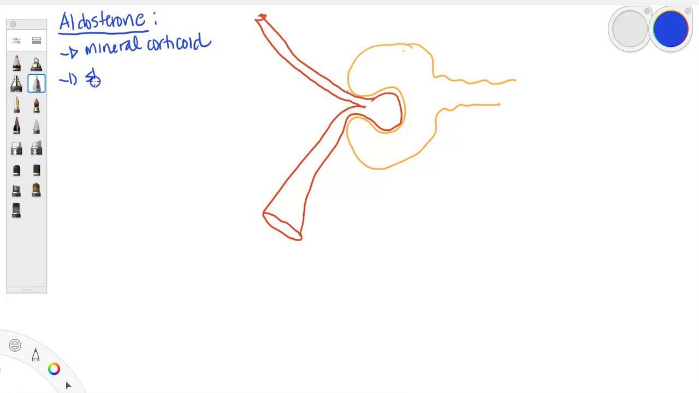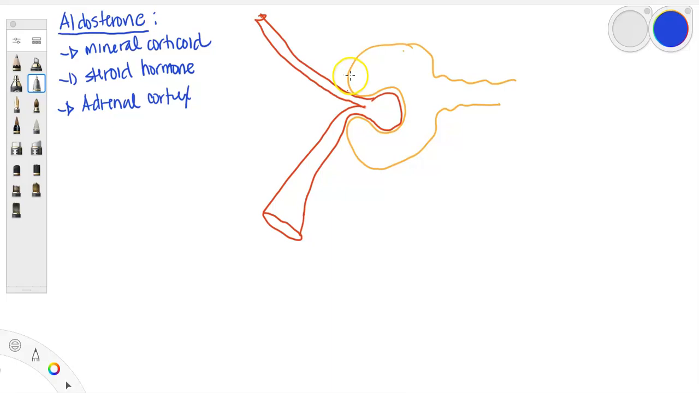It's a steroid. Sorry, it's a steroid, and it's produced in the adrenal cortex. Okay, so we basically know all that, right? So what has this got to do with the kidney?